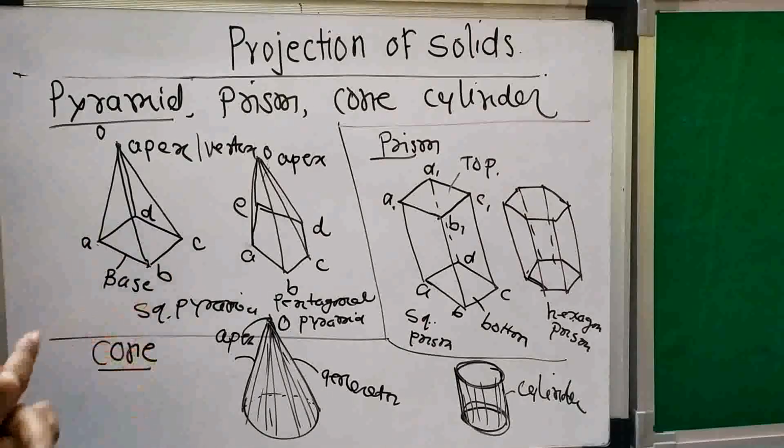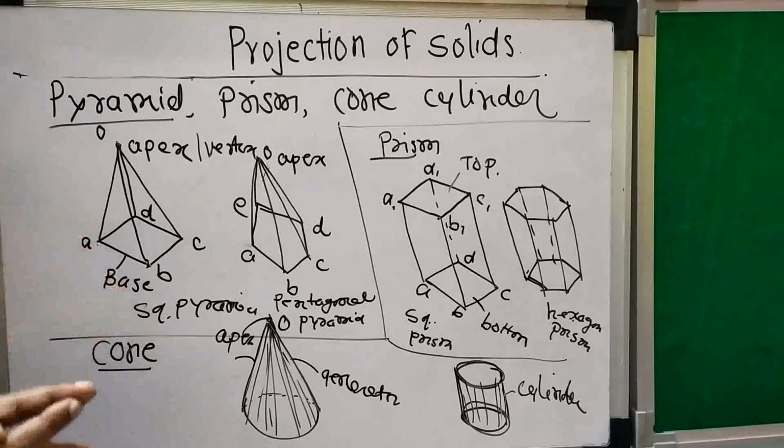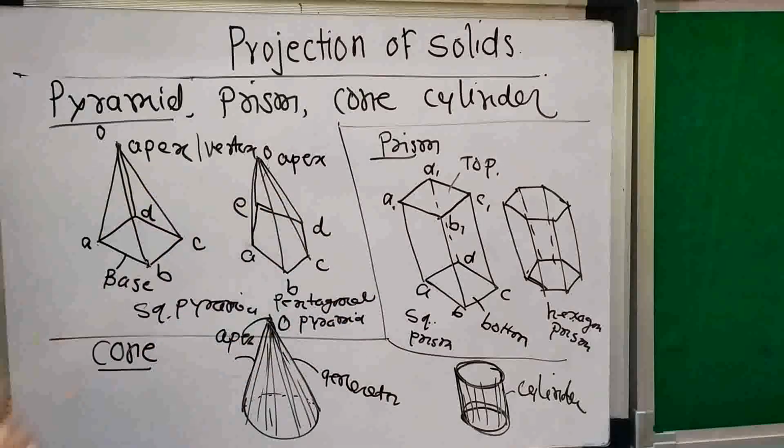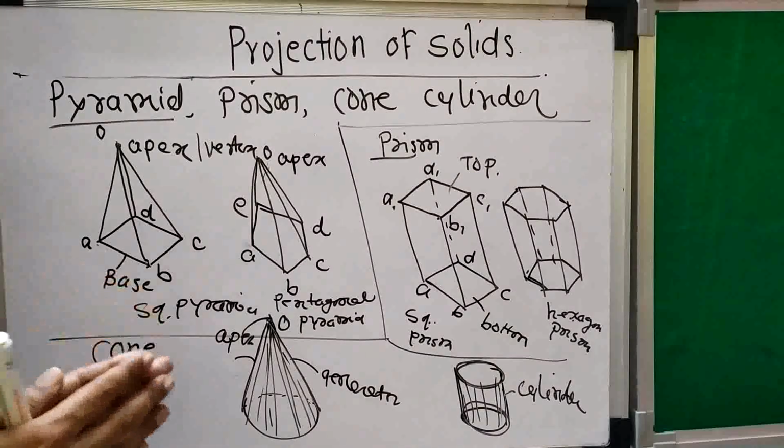A particular solid is given. It may be a pyramid, square pyramid, hexagon pyramid, or it may be any type of prism, or it may be a cone. So any solid figure is given with its dimension. Then its inclination is given with respect to HP and VP. Okay, and then its resting condition is given.